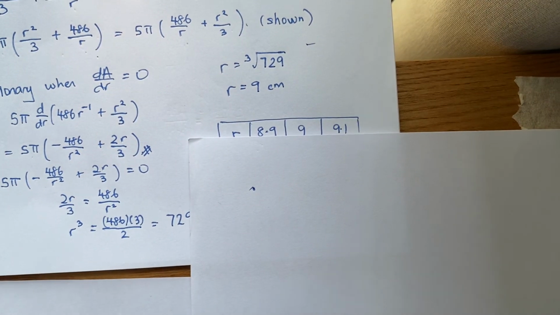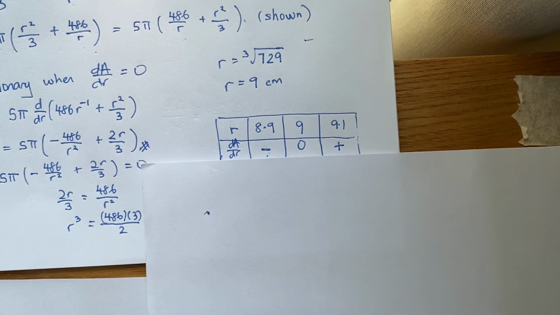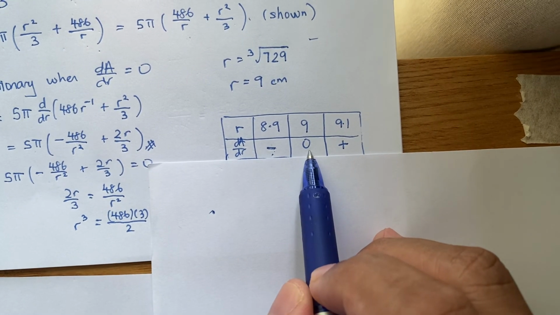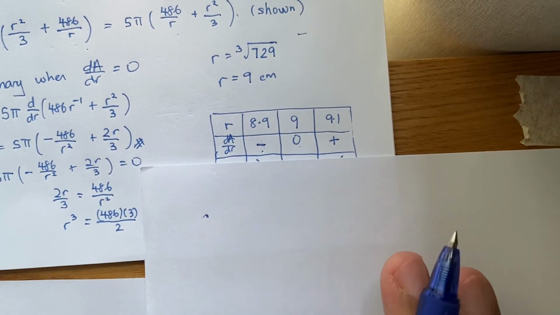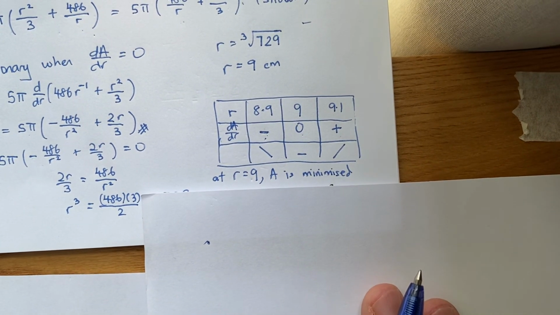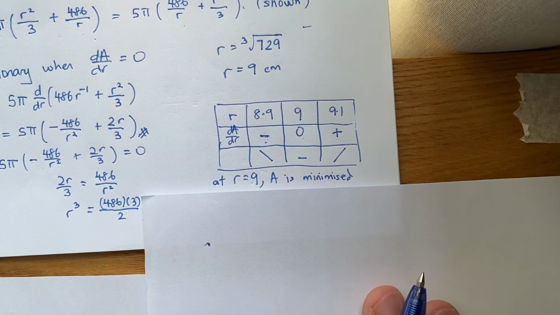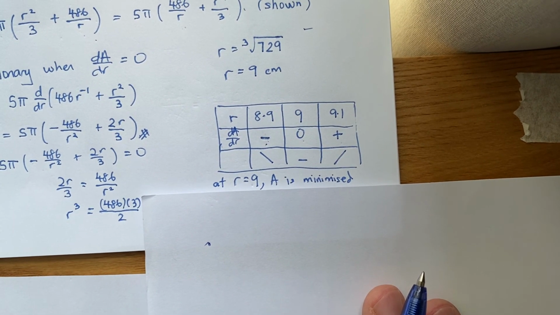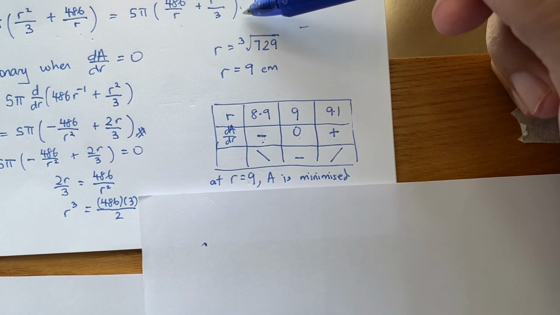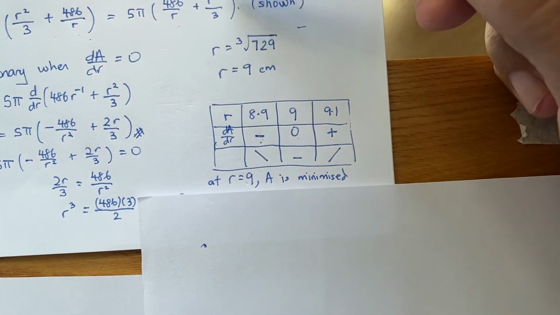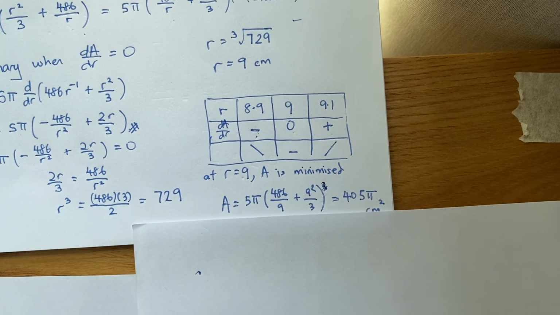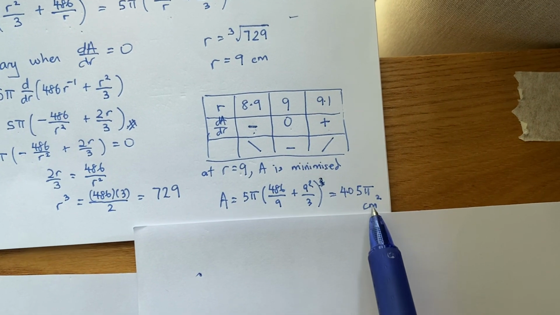So in other words, in my second row I will have this. At 8.9 it is negative, at 9 it will be 0, at 9.1 it will be positive. This is how the shape looks. In other words, at r equal to 9, A is minimized. Now the third part is to find this minimum value of A. We know that our A is here. We are going to substitute r to be 9 in this formula here, and we are going to get 405 pi cm cube.